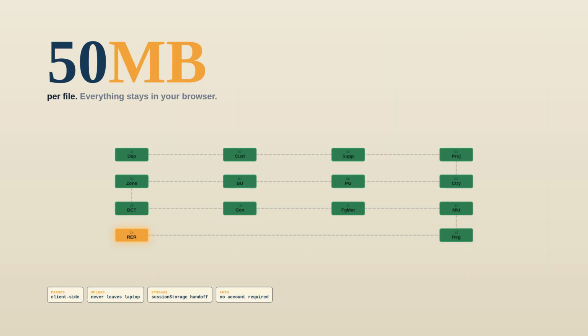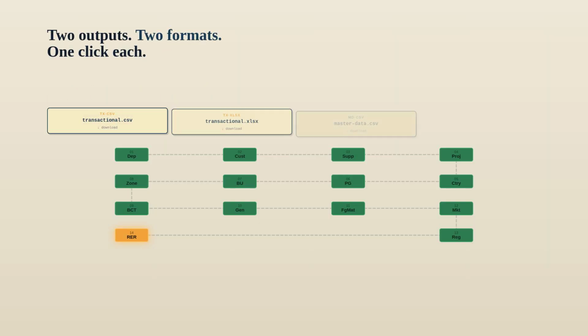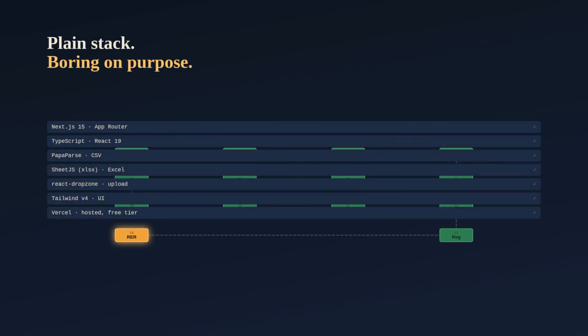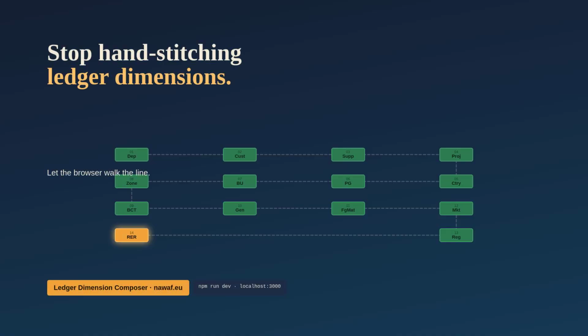Everything parses client-side. The spreadsheet never leaves your laptop. Both outputs download as CSV or Excel, straight from the browser. Plain stack: Next.js, TypeScript, PapaParse, SheetJS, hosted on Vercel. Stop hand-stitching ledger dimensions. Let the browser walk the line.